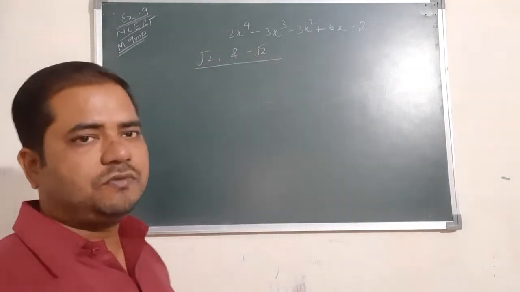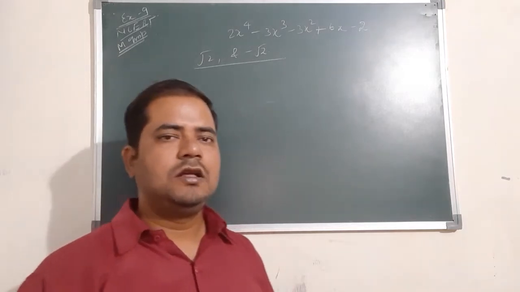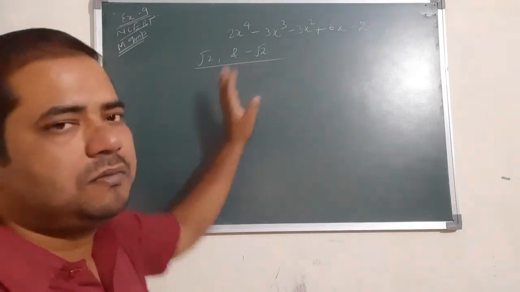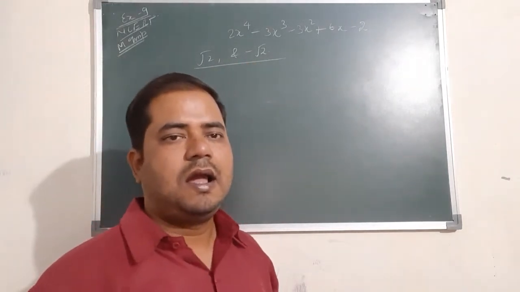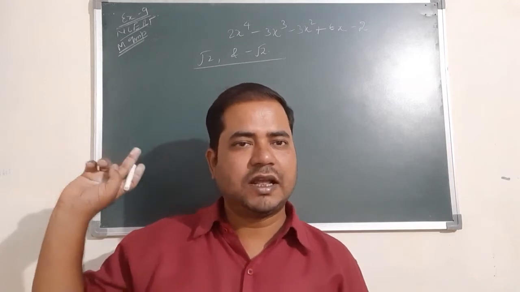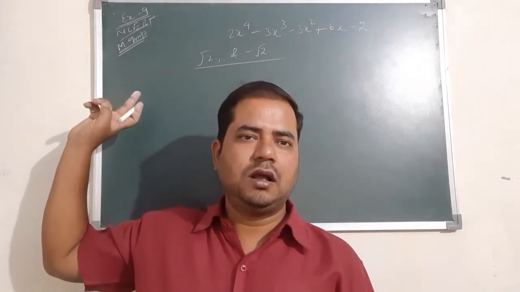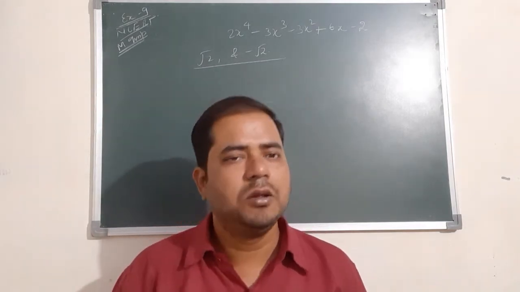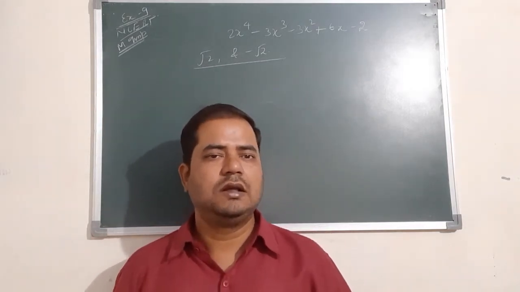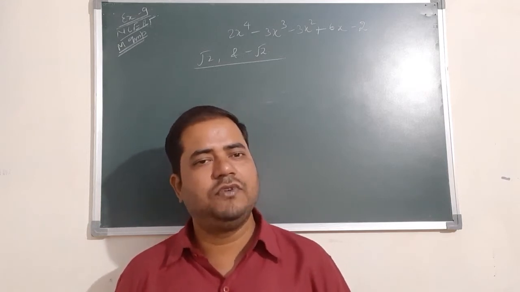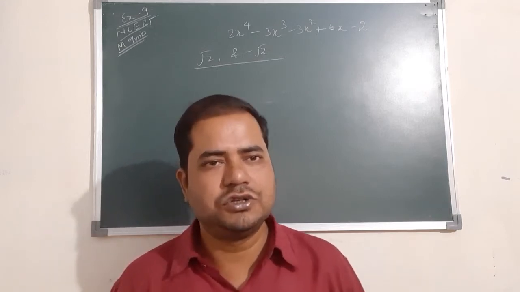Okay, so what is the working rule? How to solve it? First of all, we find the polynomial whose zeros are root 2 and minus root 2, and then divide the given polynomial by the polynomial whose roots are root 2 and minus root 2. We will get a quotient, and if you factorize the quotient, then we get all other zeros.